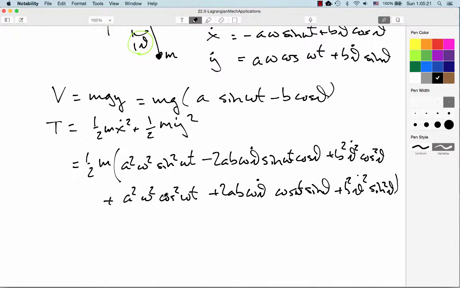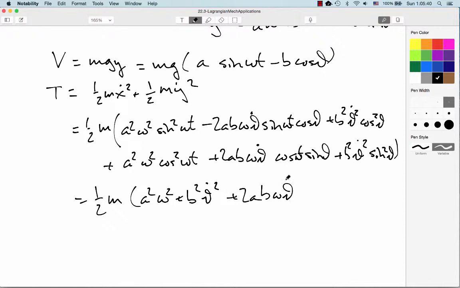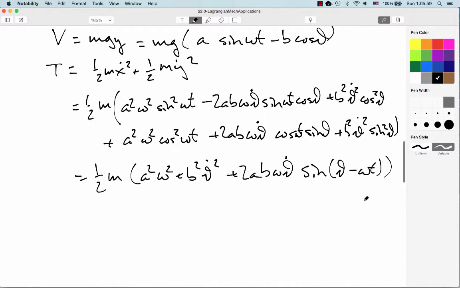All right, well, for what it's worth, sine squared plus cosine squared is 1, cosine squared plus sine squared is 1, and I can pull a trig identity out for this one. So we get 1/2 m times a squared omega squared plus b squared theta dot squared plus 2ab omega theta dot, and cosine omega t sine theta minus sine omega t cos theta is the sine of theta minus omega t. Whew. All right.